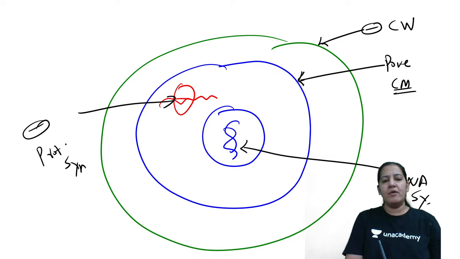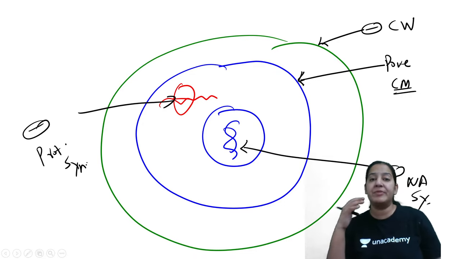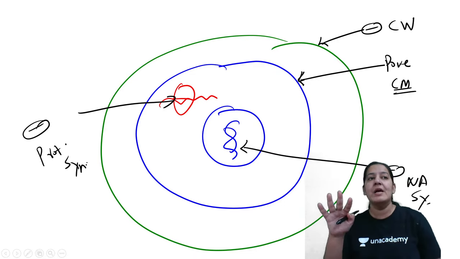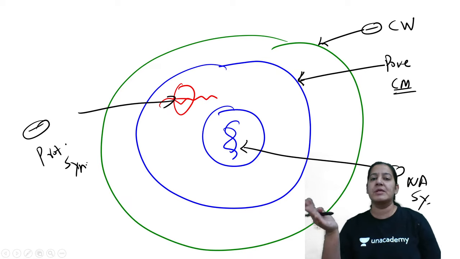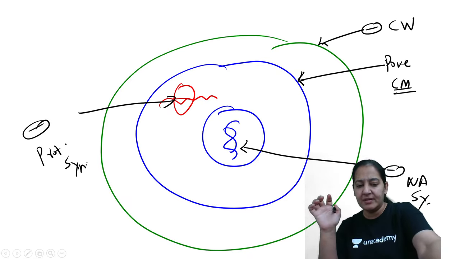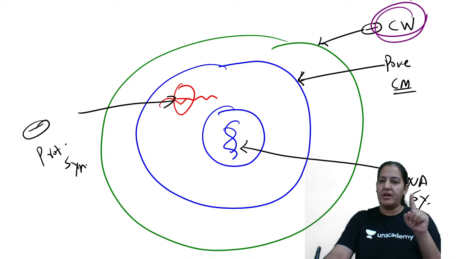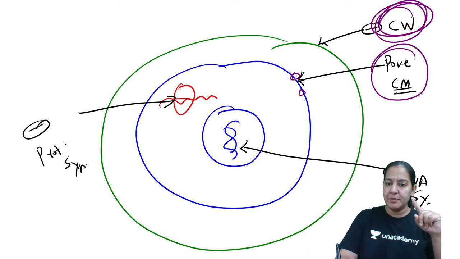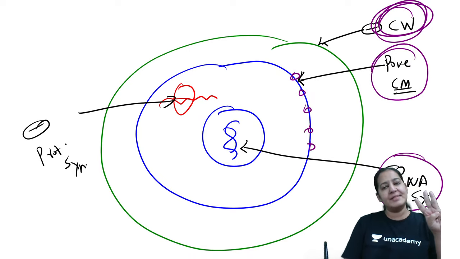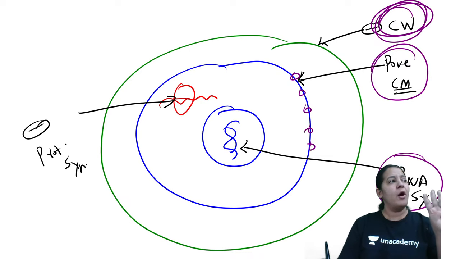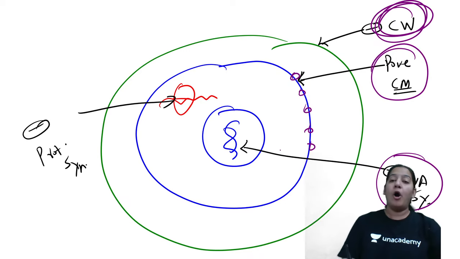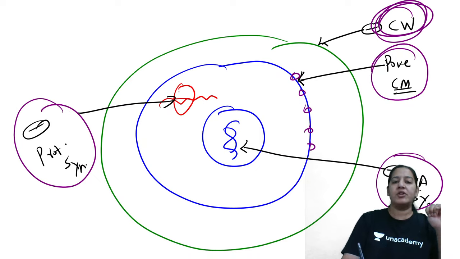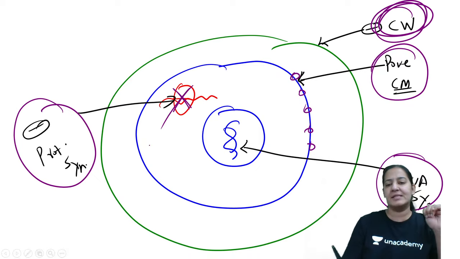So by one of these four mechanisms, the drugs act on the microbes, especially bacteria or any microbes. Either the drugs act on the cell wall and inhibit cell wall synthesis, or the drugs act on the cell membrane and produce multiple pores in the cell membrane, or the drugs act on the nucleus and inhibit nucleic acid synthesis, either DNA synthesis inhibition or RNA synthesis inhibition, or the drugs act on the ribosome and inhibit protein synthesis inside the bacteria.